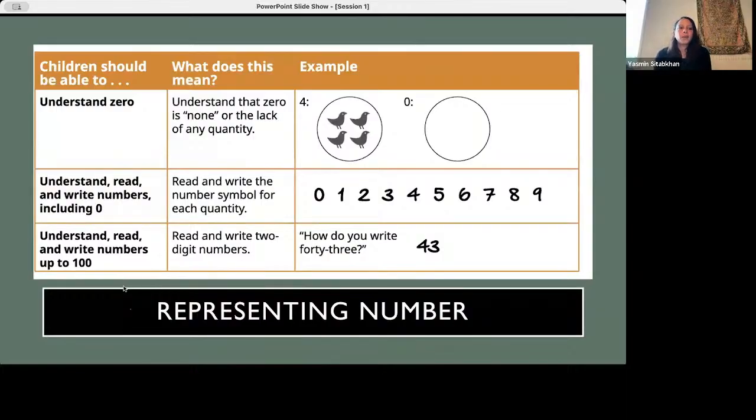So with representing number, we want children to understand 0, that 0 is none or the lack of any quantity. We want children to understand, read, and write numbers, including 0, and also know what they mean. And eventually, this is the progression, they should be able to read and write numbers up to 100. That comes, of course, much later. But when thinking about 2-digit numbers, it is important that they should be able to write something like 43.